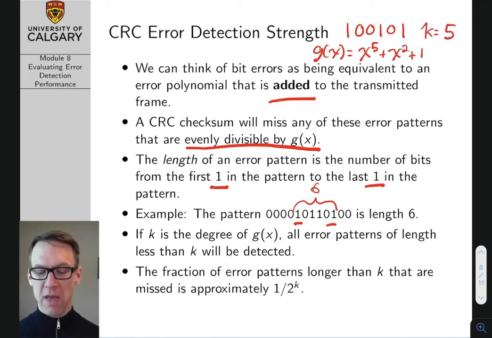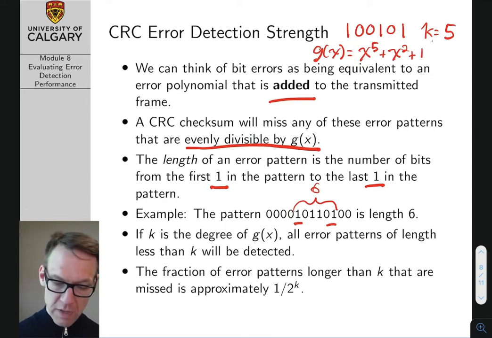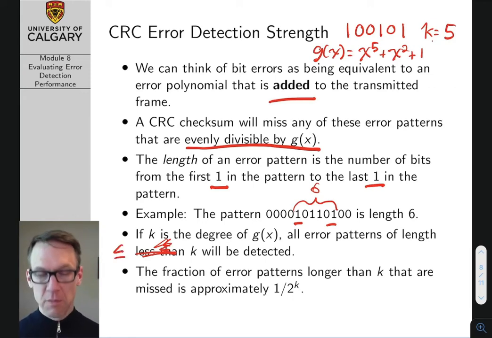And so any error pattern of length less than or equal to 5 cannot be evenly divided by the generator. So this should be less than or equal to k will be detected.